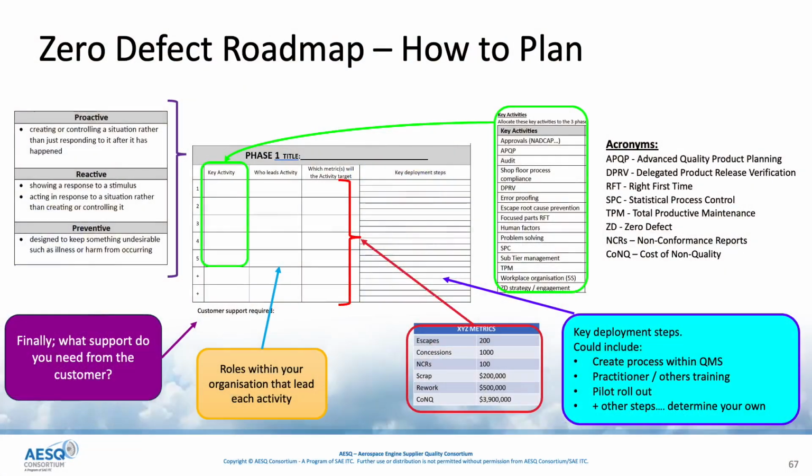And then finally on the worksheet, and again this goes for each of the phases, you need to determine some deployment steps. How would you implement that particular activity? What would be the first thing you need to do to organize around it? So it could be creating a process within the QMS. It might be coming up with some training, developing a practitioner to help drive that particular element you've prioritized. It could be having a pilot rollout. So again, these are some of the possibilities for deployment steps.